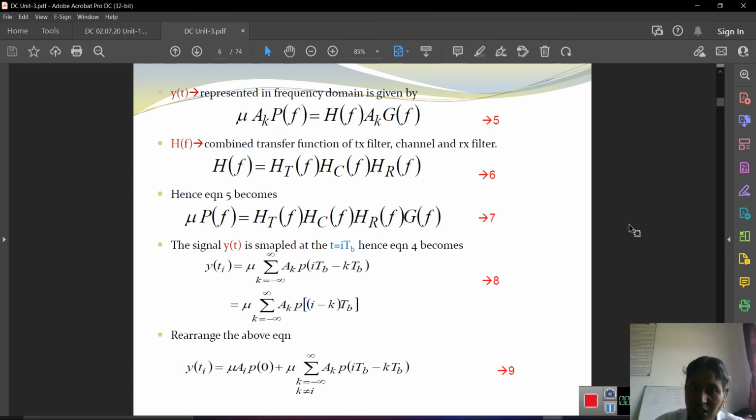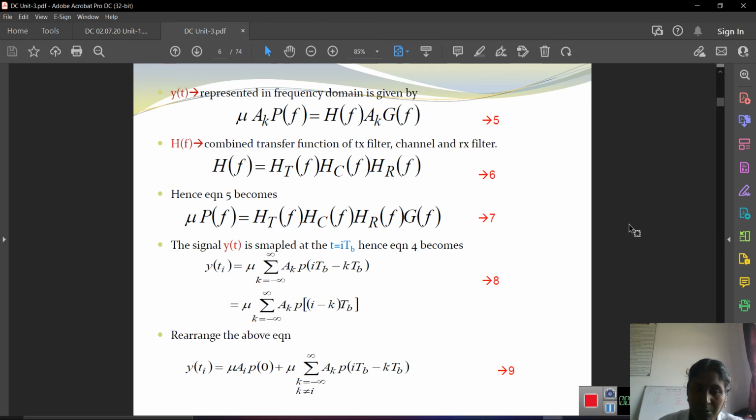These are all in the frequency domain. We have mu A K P of F equal to H of F A K into G of F. Then we have some further calculation. Y of T is sampled at t equal to i T B. Hence equation 4 becomes Y of T i equal to mu summation K equal to minus infinity to infinity A K P of i T B minus K T B. Here T B is common, so we can modify the equation to mu summation A K P of i minus K into T B.